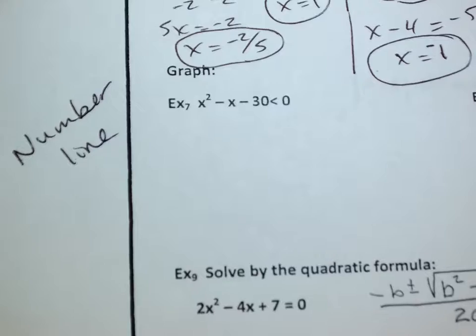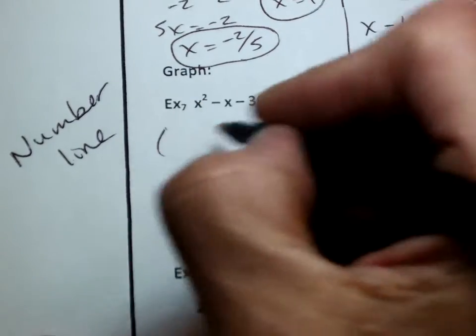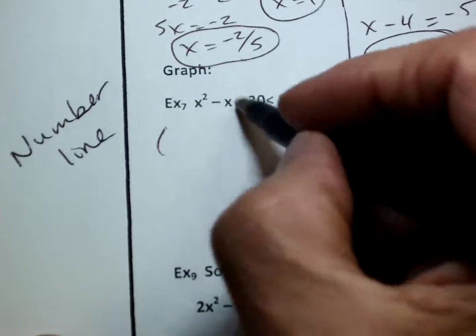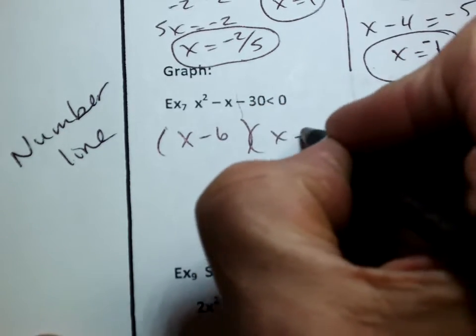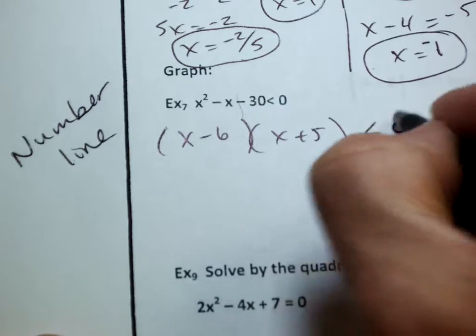Forgive me, you guys. So we're going to factor. We'll do the number line on the other one. Or we'll do the regular one on the other one. (x minus 6)(x plus 5), right? Less than 0.